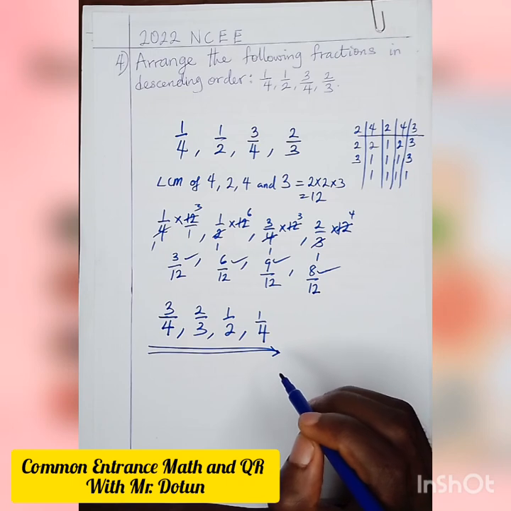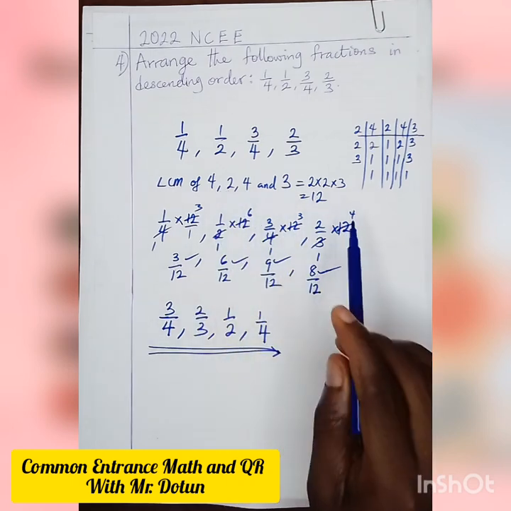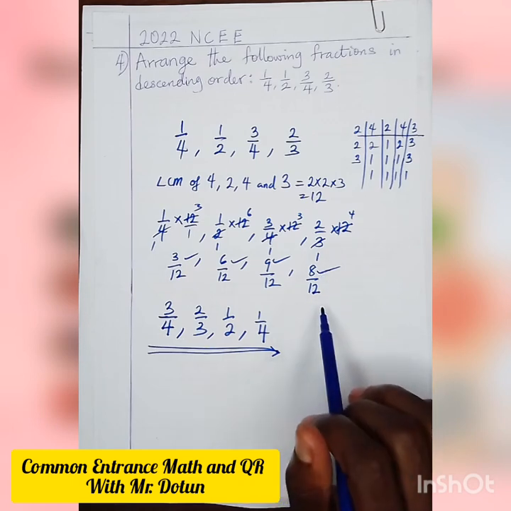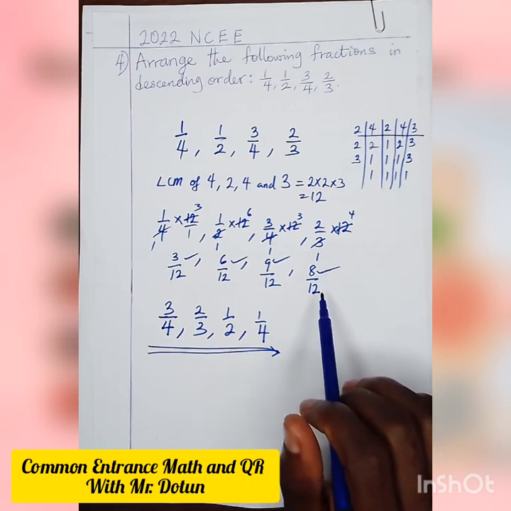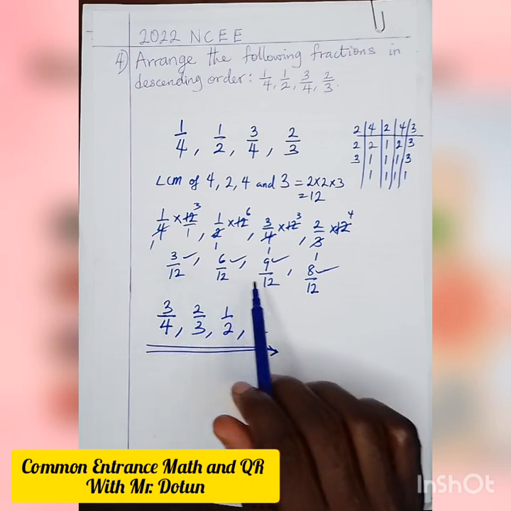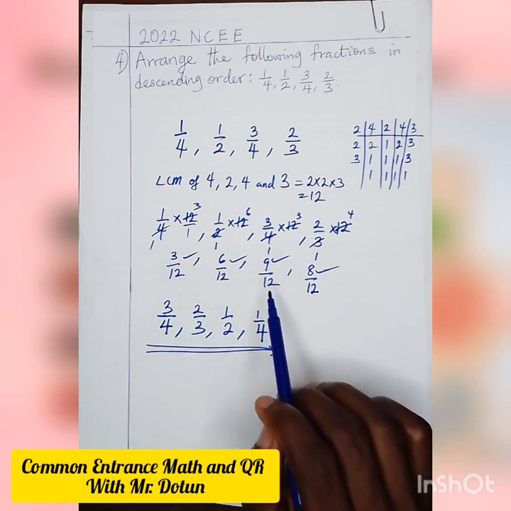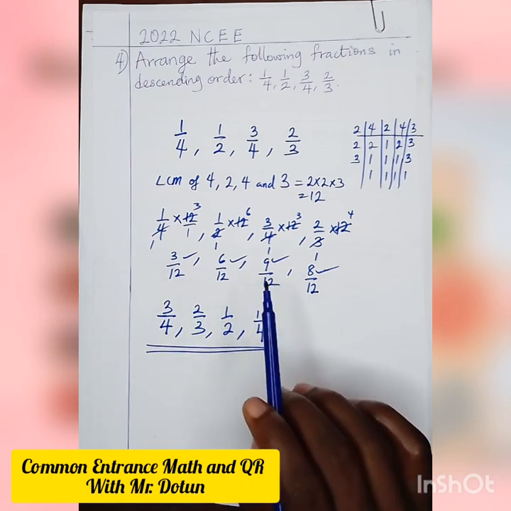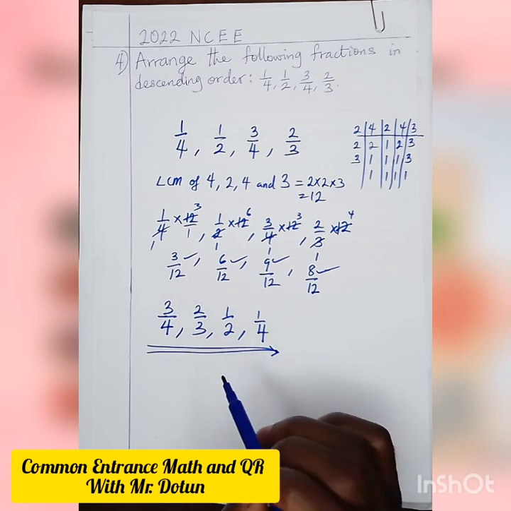So what have we done? We've generated equivalent fractions for all the fractions that we have, such that they have the same denominator. Having done that, we compare the numerators, taking the biggest numerator as the biggest fraction, and the one with the smallest numerator as the smallest fraction.